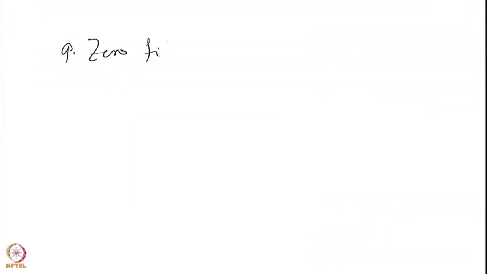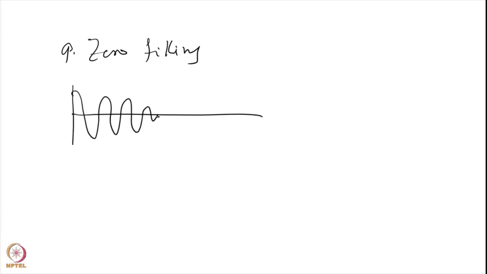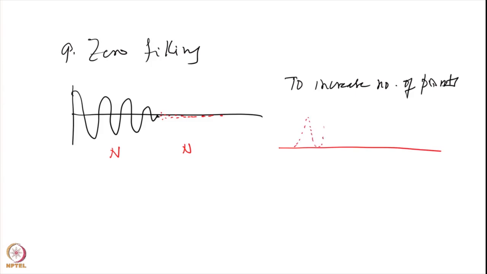Then of course there is one last one which I will mention, that is what is called zero filling. Your FID, you have collected up till this point. Now what you do is, to increase the number of points in your spectrum, so that each signal is represented properly, you fill in zeros here. Suppose I collected n points, I add n more points here. Therefore the total number of points becomes 2n. Therefore in your spectrum, which is also in a digital form, you get a better resolution.